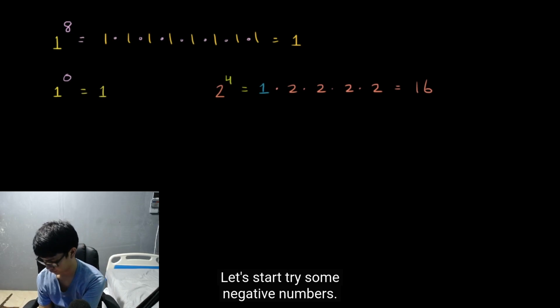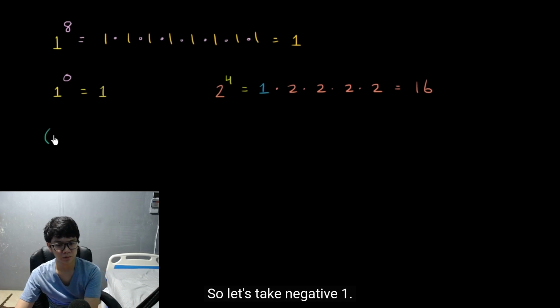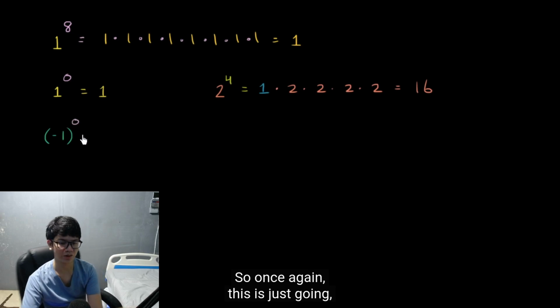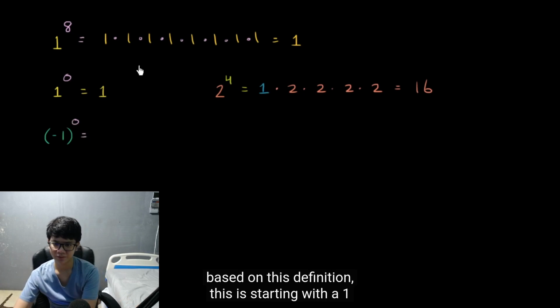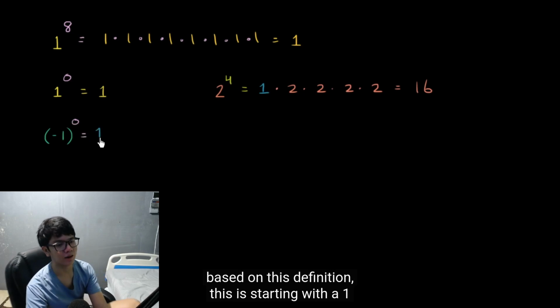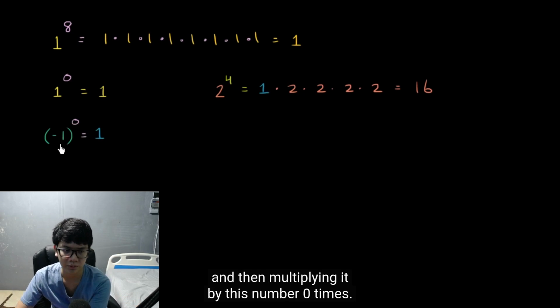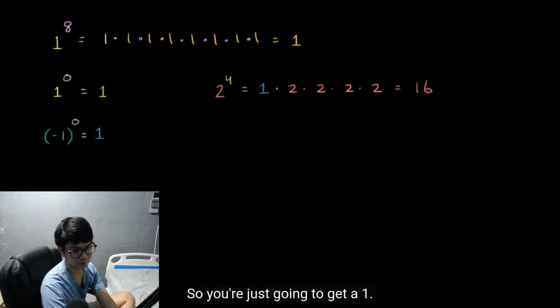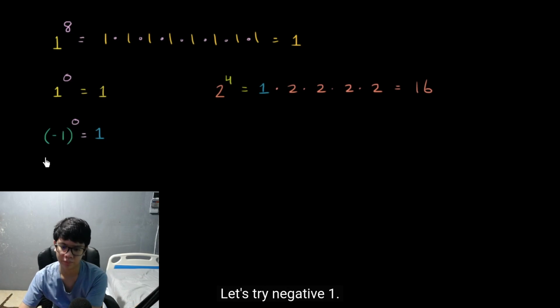Let's try some negative numbers. So let's take negative 1, and let's first raise it to the 0 power. So once again, this is just going based on this definition. This is starting with a 1, and then multiplying it by this number 0 times. Well, that means we're just not going to multiply it by this number, so you're just going to get a 1.